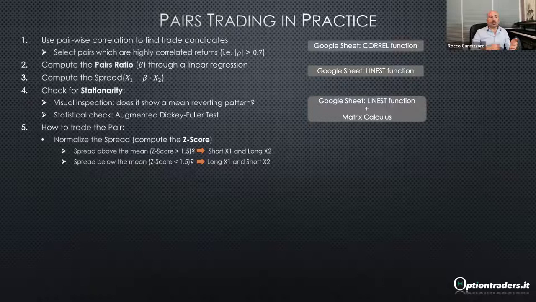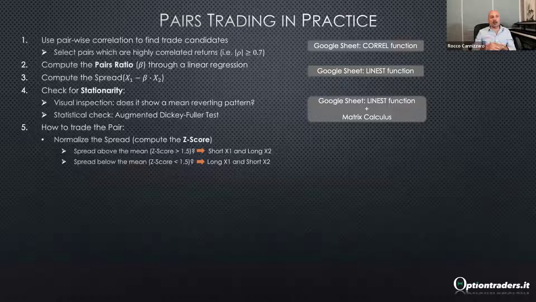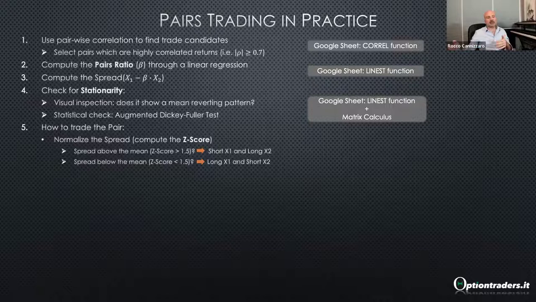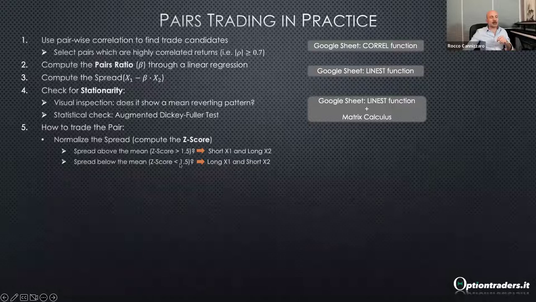And so what we do is calculate a Z-score, and the Z-score is a standardized normal variable. So essentially, if the Z-score is greater than, in this case, 1.5, it means that we are 1.5 standard deviations above the average. Which means that there's quite a good chance that it's going to come back, because it's already 1.5 standard deviations away. And same story if the spread is below the mean, less than negative 1.5. There's a typo in here. I'll fix it later.